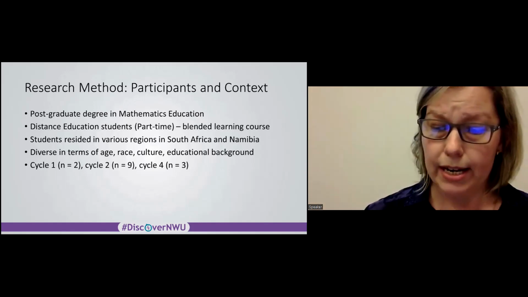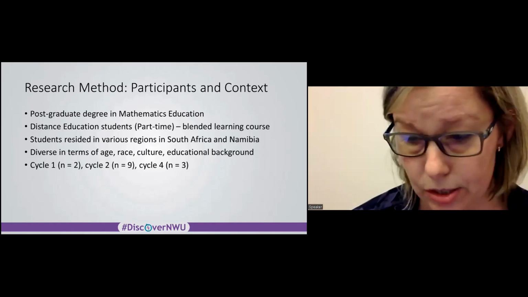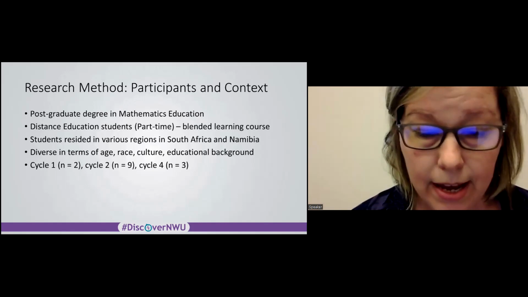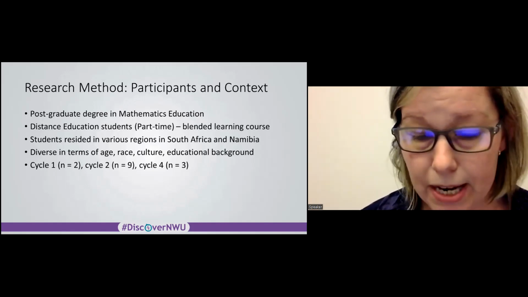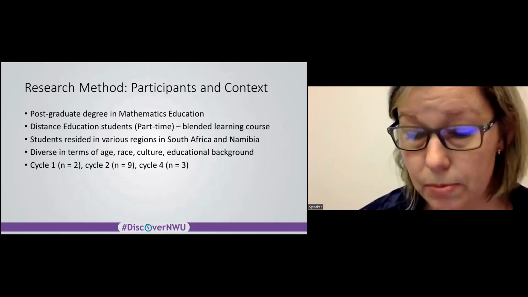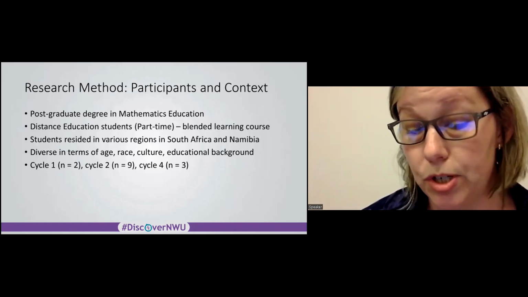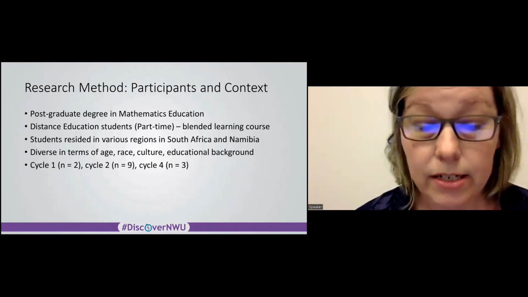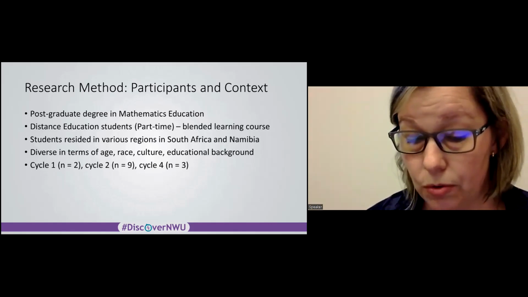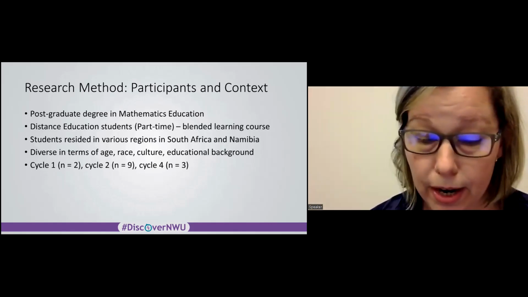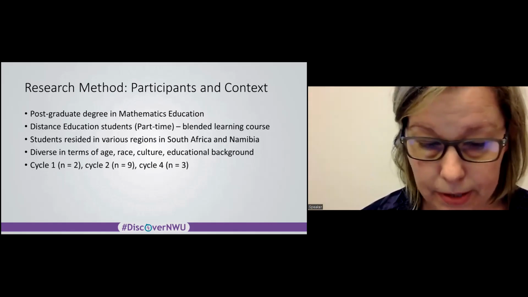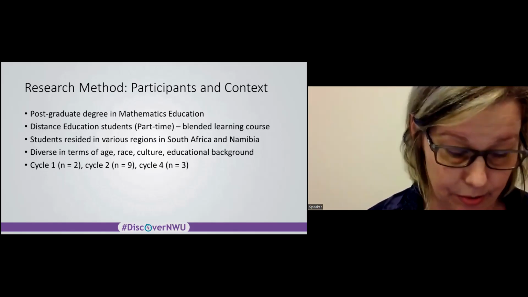The context of the study was a postgraduate degree in mathematics education for distance education students, like I mentioned, part-time students, blended learning, and it was students who were residing in various regions in South Africa and Namibia, diverse in terms of age, race, culture, and educational background, and those are the number of participants for the various cycles.